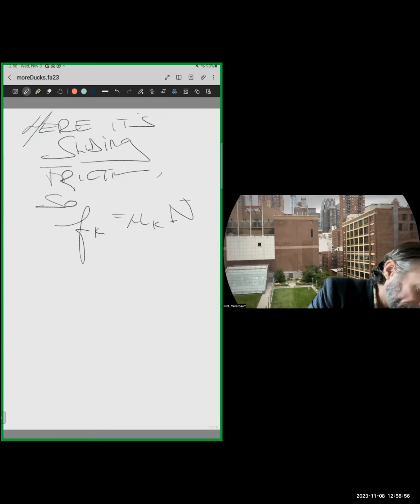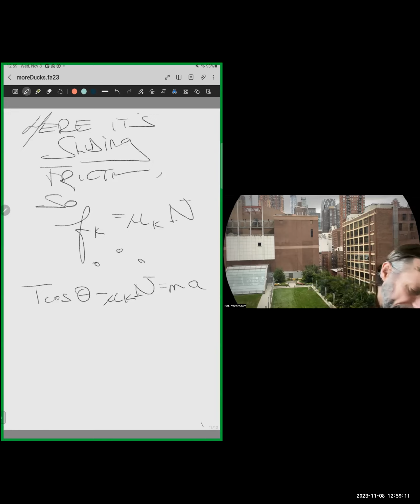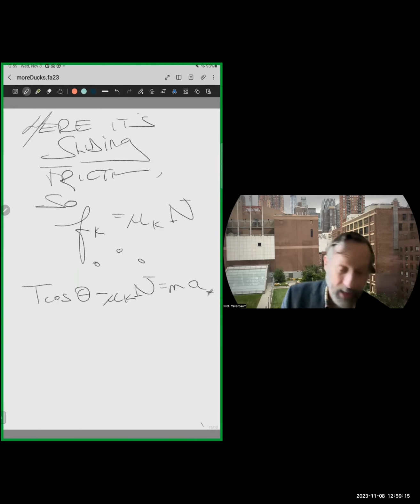Okay, so now I can finally go back and say, therefore, T cosine theta minus mu k times the normal equals ma in the x direction, right? Which is all of the a that we're looking for, right? That's what we have so far now from the x-axis, right?